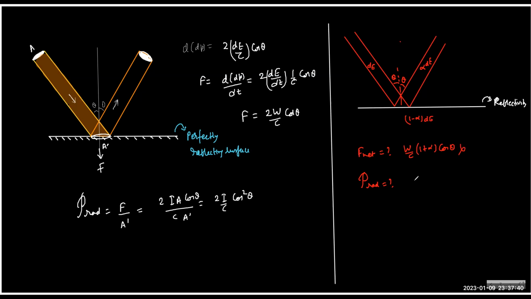Perpendicular. Yes, tell me. Sir, 1 minus alpha plus 2 alpha cos theta W by C. I think none of you will get this answer. Let me explain.